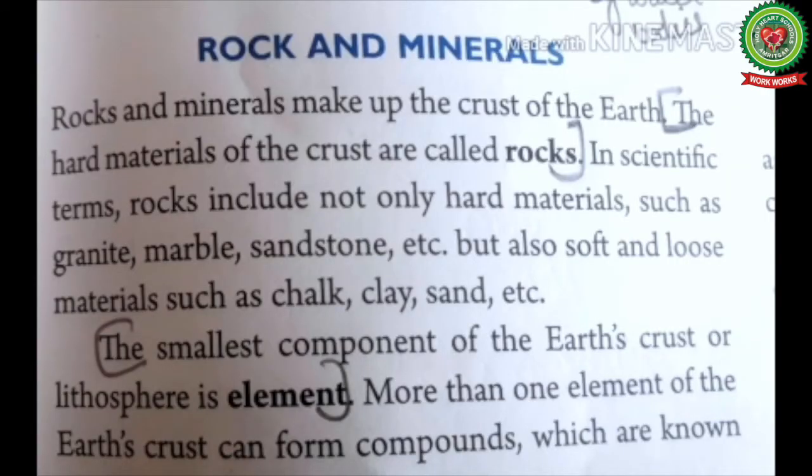Rocks and minerals. As we have already learned that rocks are the naturally occurring hard materials of the earth crust, and minerals are the naturally occurring inorganic substances which have a definite chemical composition. Rocks and minerals make up the crust of the earth. The hard materials of the crust are called rocks.